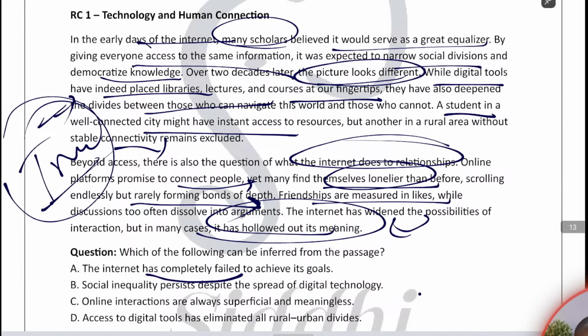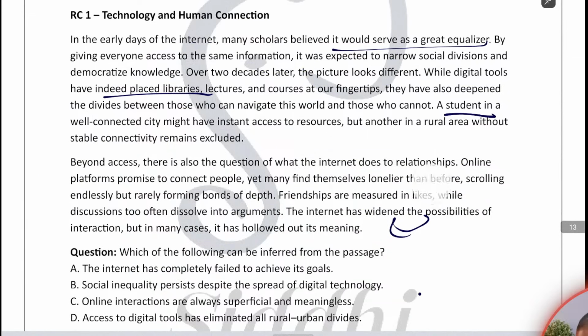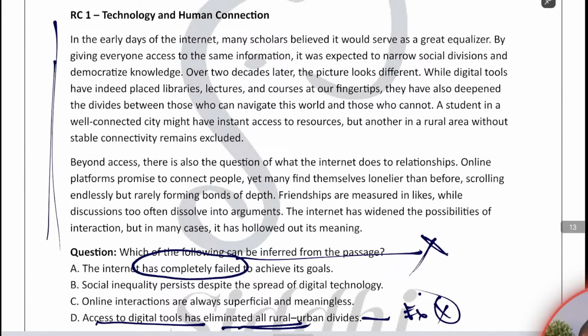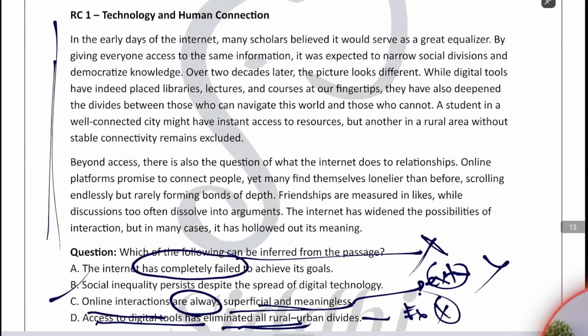Now, as Sindhu said, let's say you're doing this RC without reading the entire RC and you're looking at only the options. What will you eliminate and how will you eliminate? Option 1: the internet has completely failed. This is wrong. You just skim through, and you will understand this is wrong because this is an extremely worded statement. Now, access to tools has eliminated all the divides. Again, this is an extreme statement and this is wrong. Now, online interactions are always superficial and meaningless. This is also an extreme statement and this is also wrong. So, you will go to answer choice B.